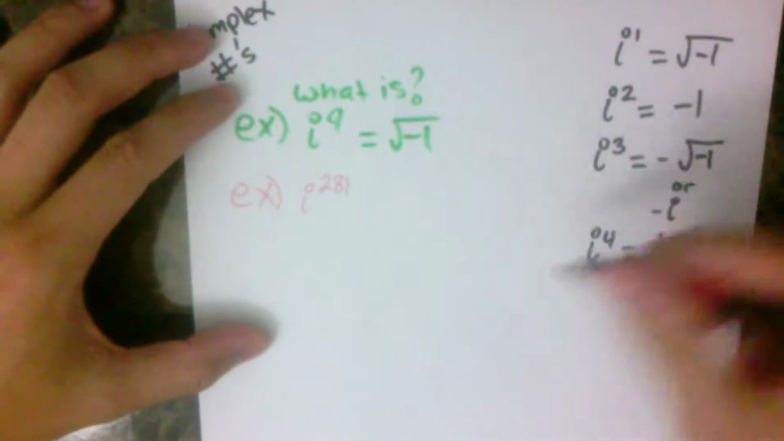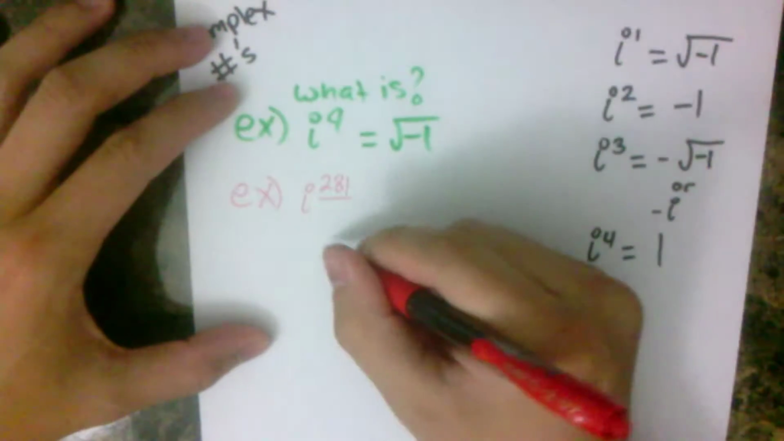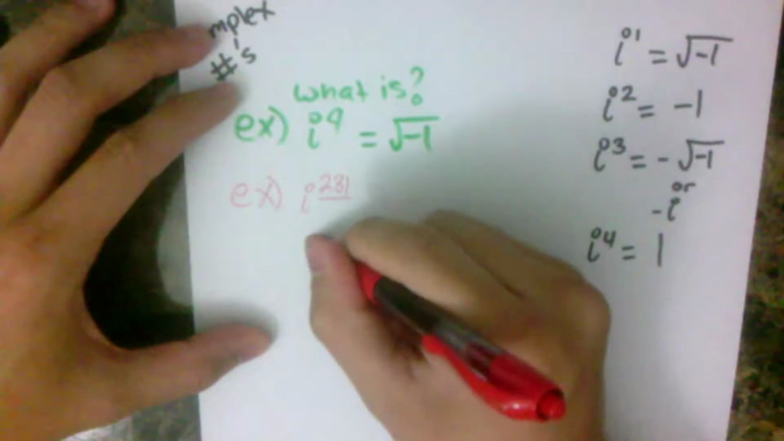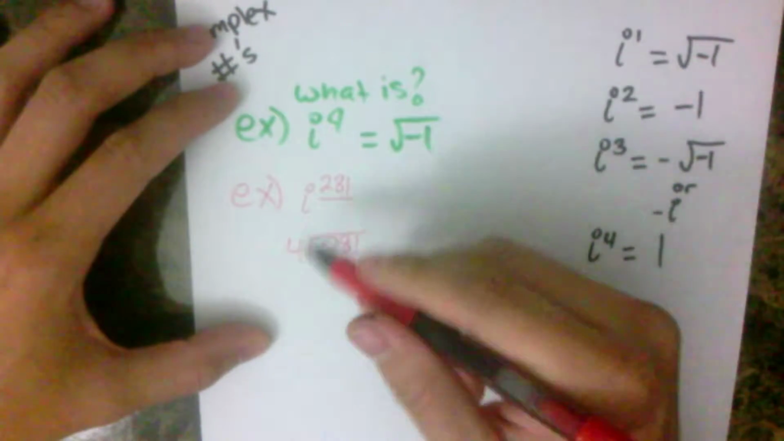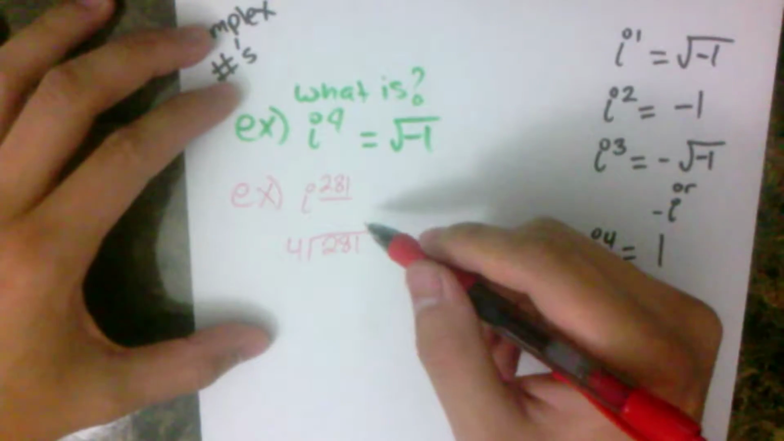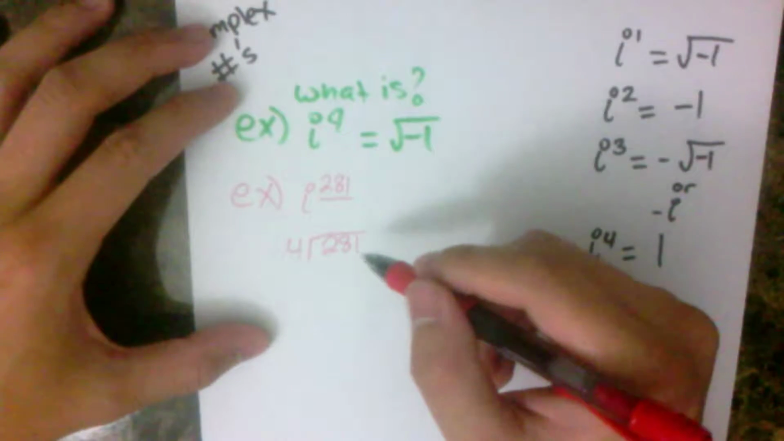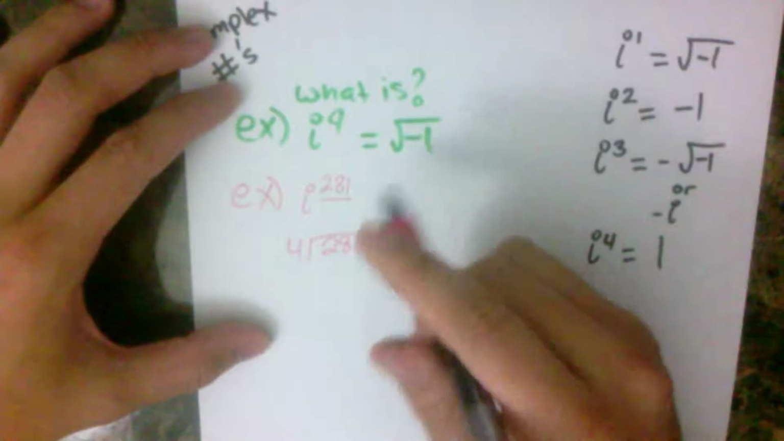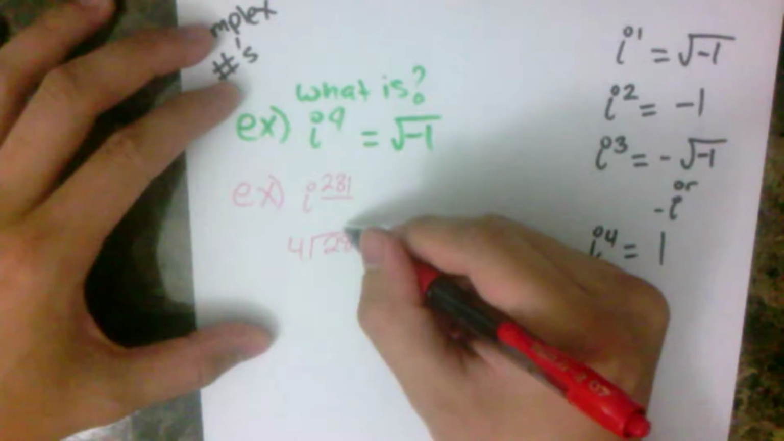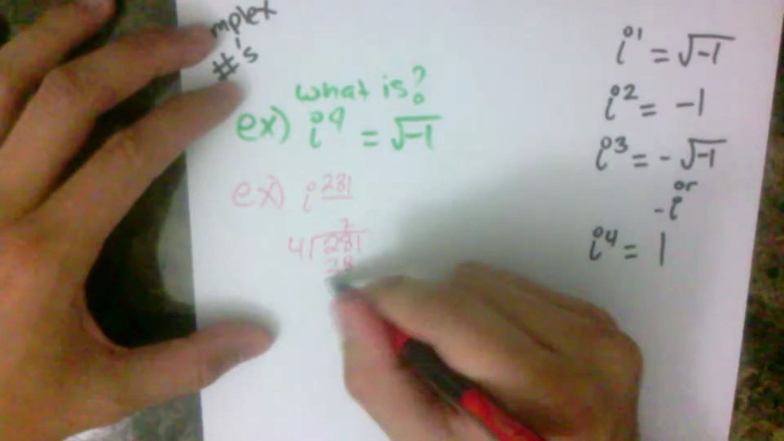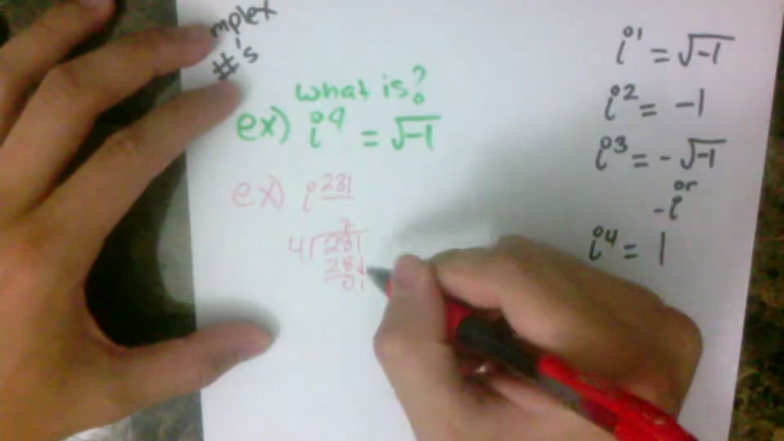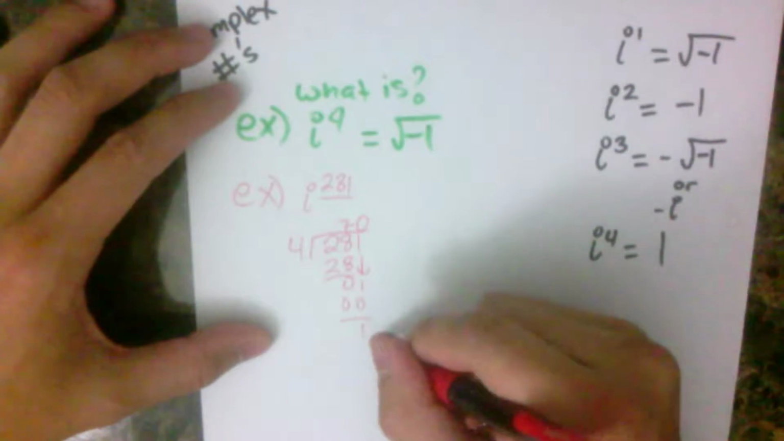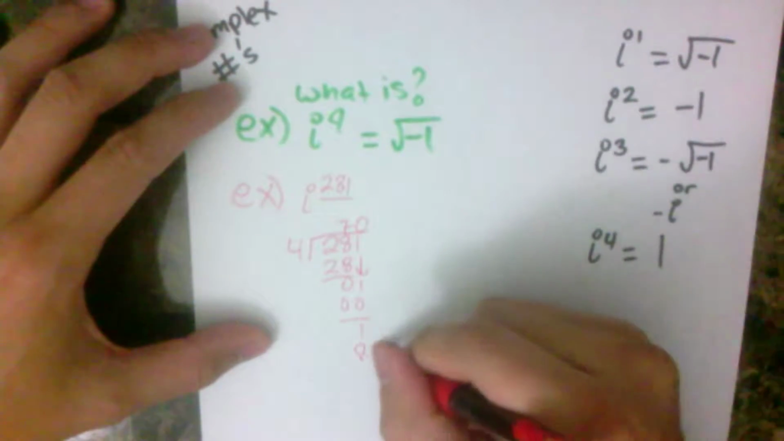Here's the other way to do that, okay? Just take your exponent, and because it cycles every 4 values, go ahead and divide it by 4. It doesn't matter what your answer is. What you're actually looking for is the remainder in the problem. So if you already know the remainder by looking at this, great. If you don't, let's go ahead and work it out. So 4 goes into 28 7 times. 28, 0, bring down the 1. 4 goes into 1, 0 times, 0, 0. So you end up with a remainder of 1.